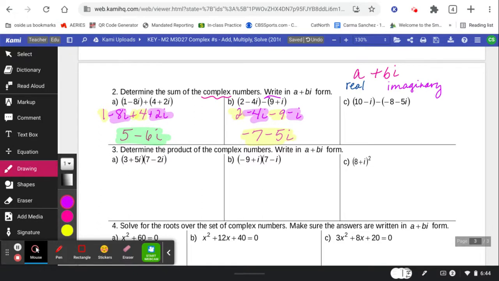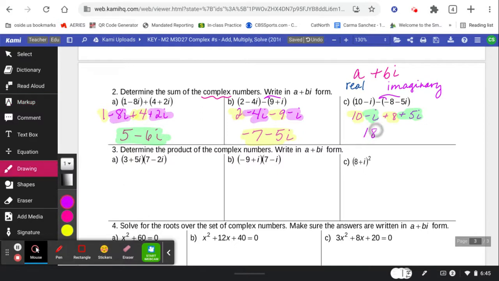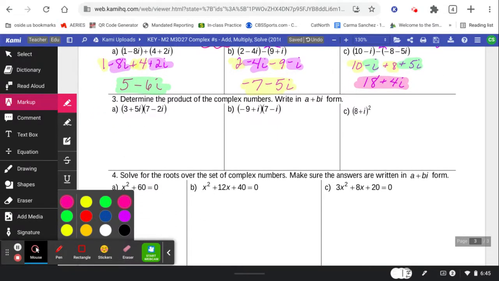Next one also has a negative in the middle, so I'm going to go ahead and rewrite it without parentheses, but remember to change these signs when I distribute this negative. Negative times negative 8 makes positive 8. Negative times negative 5i makes positive 5i. I'm going to combine both the real and the imaginary parts. 10 plus 8 makes 18. Negative 1i plus 5i. There's my complex number with both real and imaginary parts in the a plus bi format.